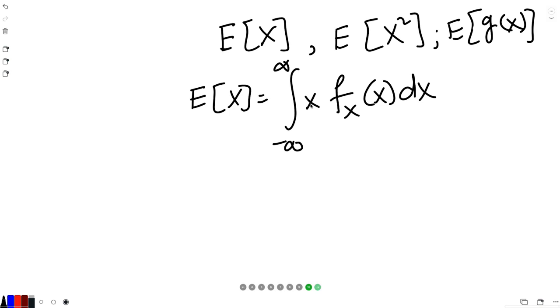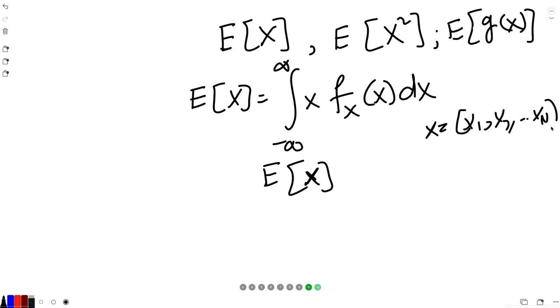In the discrete case, assume that X takes values x1, x2, up to xn. What is the average for this one? The average is also a summation. It is the same idea. It becomes the sum of xi times the probability that X equals xi, from i equals 1 up to n. So it is the same concept as the integral, but that one is for the continuous case and this one for the discrete case.